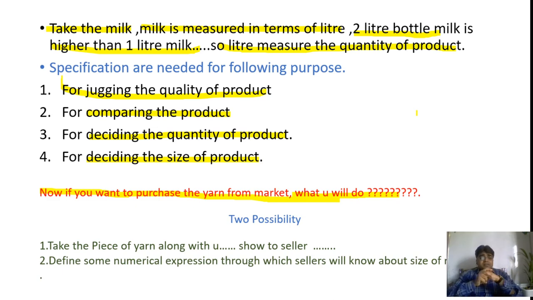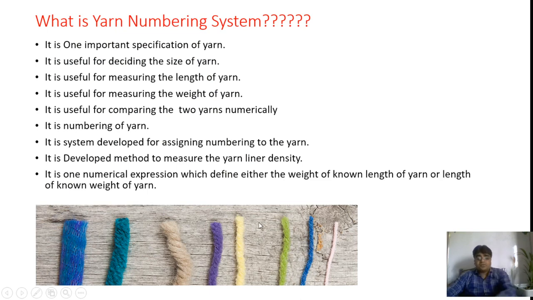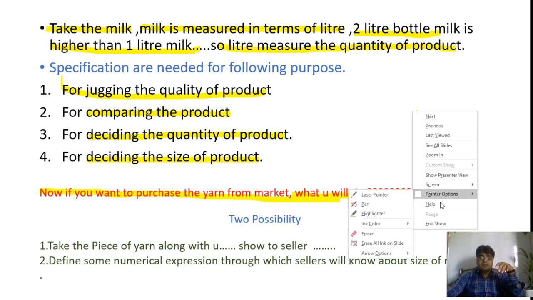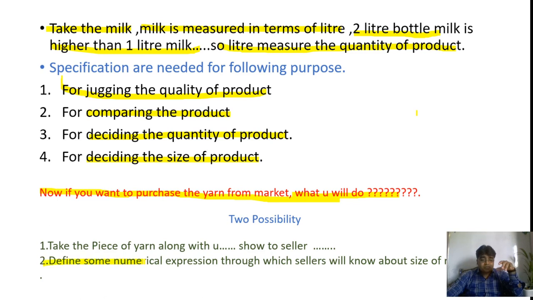Another possibility is that you define some numerical expression through which sellers will know the size of the material. So instead of carrying a piece of yarn, you define a numerical expression. I need one yarn, I need two number yarn, I need three number yarn. These numbers 1, 2 and 3 are numerical expressions through which the seller will come to know the size of the material.